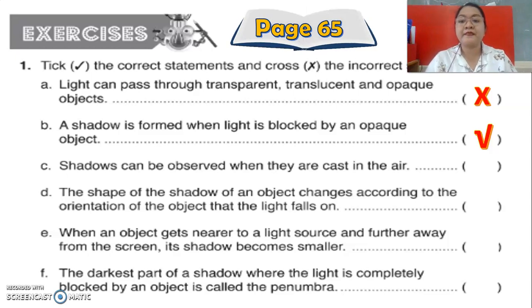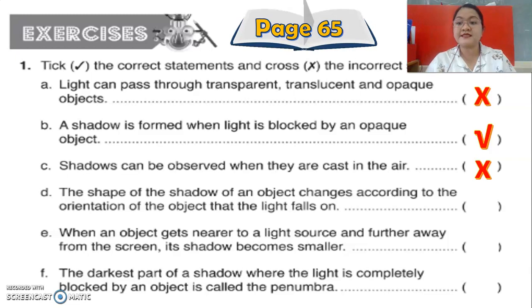Okay, letter C. Shadows can be observed when they are cast in the air. So is it true that we can see shadows in the air? 3, 2, 1. The correct answer is, very good, it is cross. Okay, we cannot see shadows in the air because air is transparent.